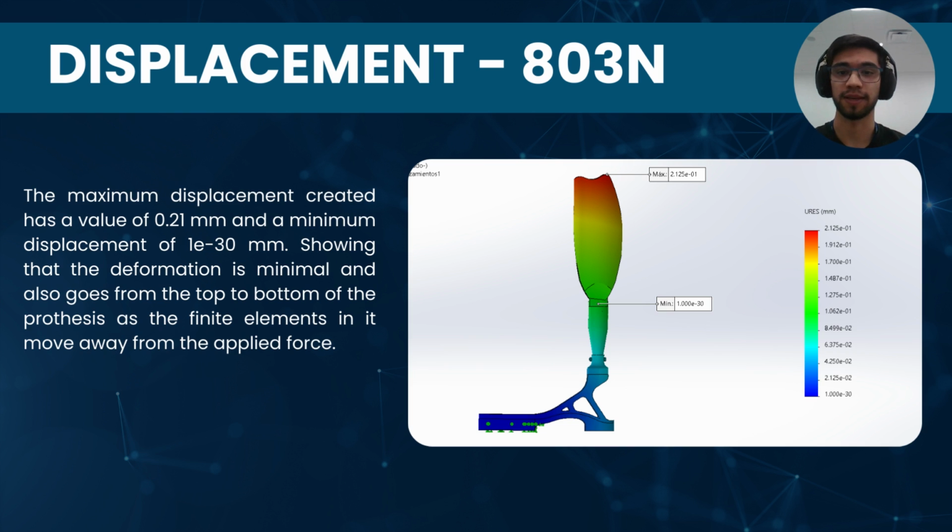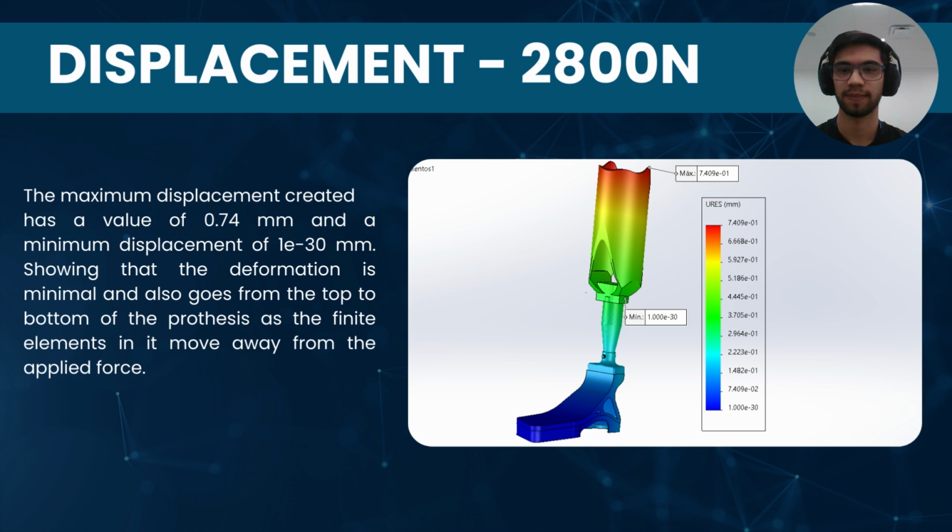In displacement with 803 newtons, we can see that its maximum value is about 0.21 millimeters, so we can see a minimum displacement that doesn't affect the functioning of the prosthesis. With 2,800 newtons, we can see an increase in displacement, but this is still negligible at 0.74 millimeters.